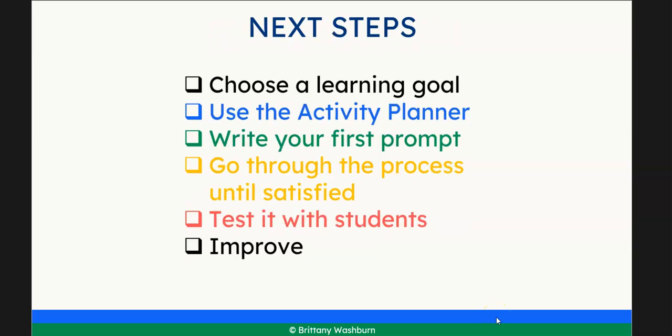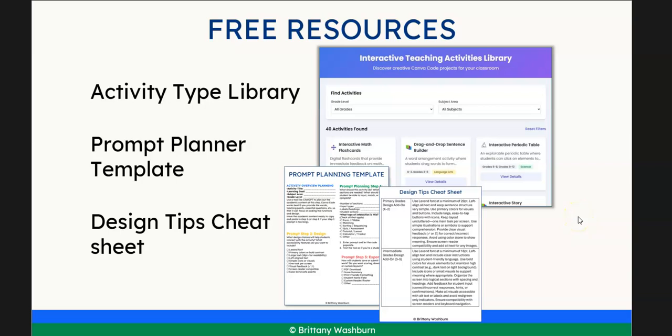All right, so what's next? I want you to create your own activity. So choose your learning goal, use the activity planner that I'll share with you in a moment. Write your first prompt, go through the process until you're satisfied, test it with your students, and then improve it. Like anything else that we do, make notes of what can be done better, go back into the Canva Code editor and make it better. I have a couple of free things for you to go along with this training, and it is the prompt planning template as well as a design tips cheat sheet.